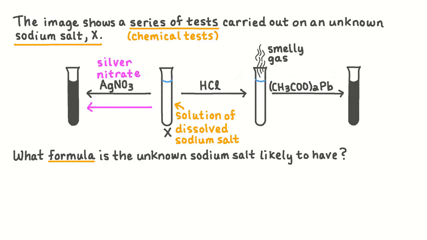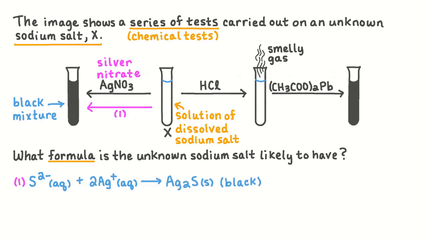Moving from X to the left, silver nitrate is added to the solution containing X. The result is a black mixture. Let's suppose that the salt X contains sulfide ions. After adding silver nitrate, the sulfide ions present in the unknown solution will react with the silver ions from silver nitrate. The result of the reaction is the precipitate silver sulfide, which is black in color. The result of the test with silver nitrate suggests that X contains sulfide ions.